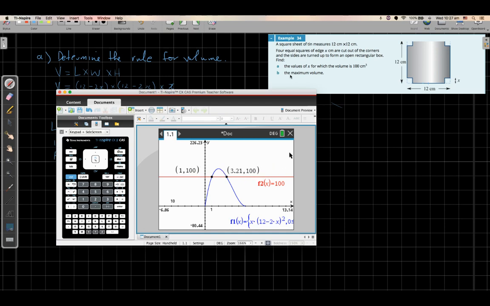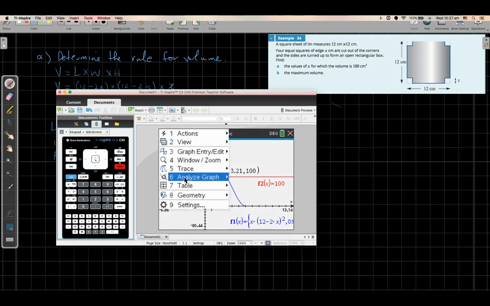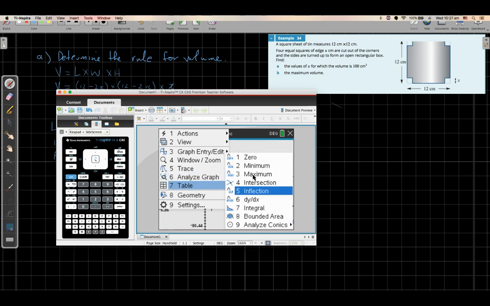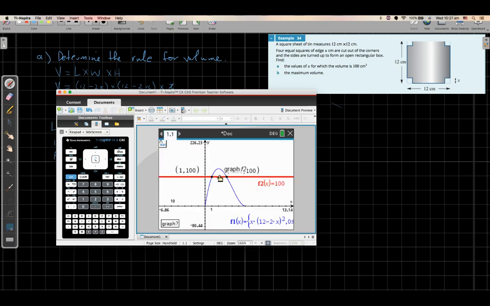So let's look at the maximum volume, part B. The maximum is going to be, as we looked at in the last example, the very uppermost point of the graph. We're measuring volume vertically, so the biggest height of the graph, the maximum of the graph, is going to be the maximum volume. We go Menu, Analyze Graph, Maximum, and then we have to choose which graph because we've got two graphs. We're going to choose that one.